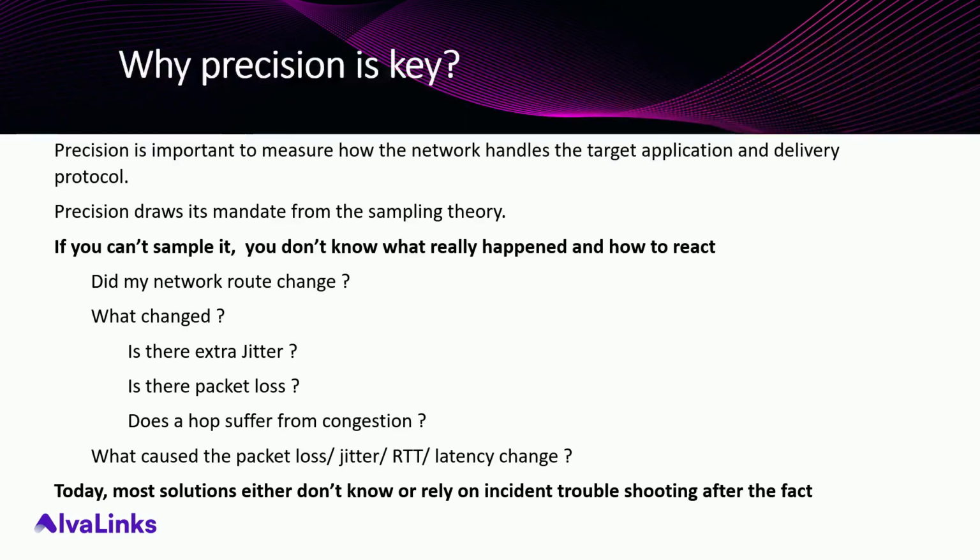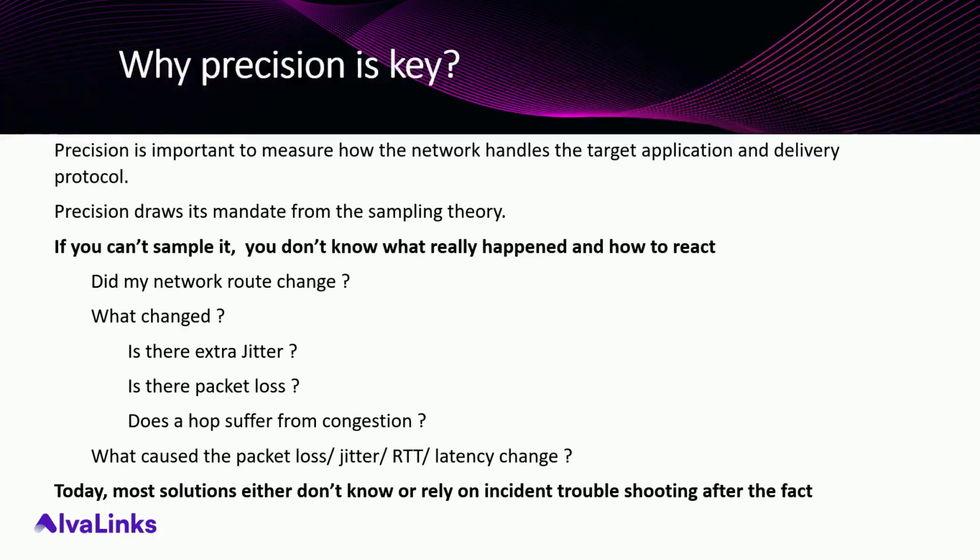What do I need to react to? As you said, the routing has changed. Do I need to react to that? If the routing has changed, what's changed? Is there extra jitter because of the routing change? Is there extra packet loss because of the routing change? Does a hop suffer from congestion that may cause buffer overflow, jitter, packet drop, and so on? What may have caused that packet loss, jitter, RTT changes? We need to know that. We need to see that in real time so that we can react and make good decisions.